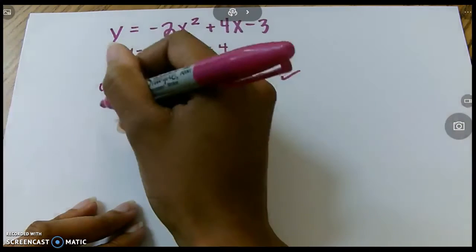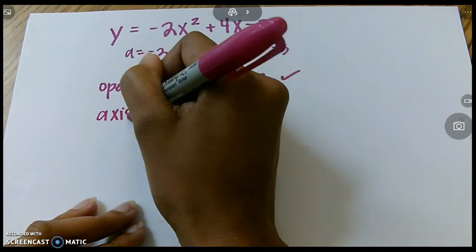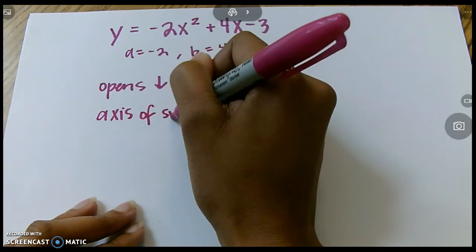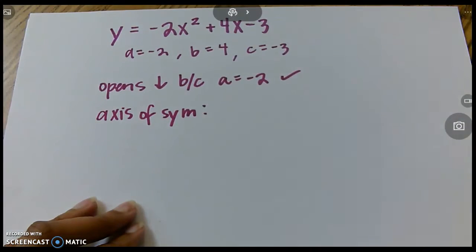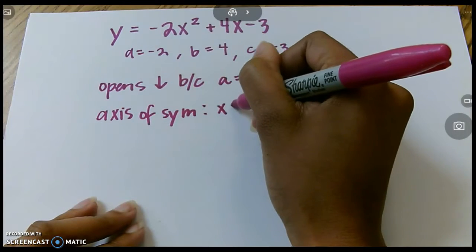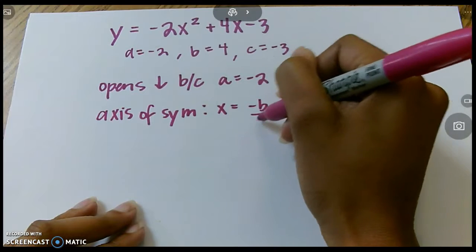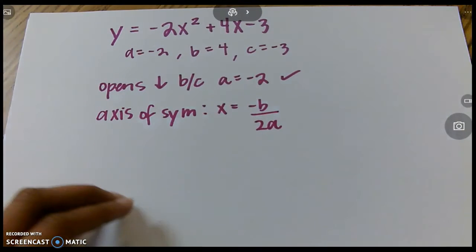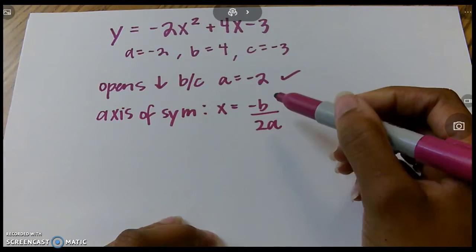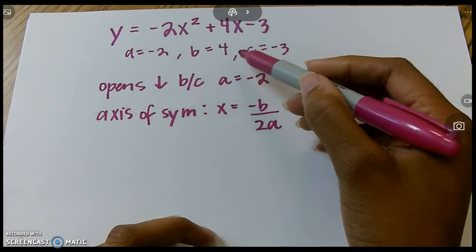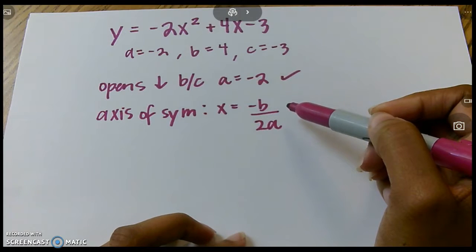Okay? Now that we have discovered that, the next thing we need to do is determine what is our axis of symmetry. If you refer to your notes, you will see that the formula for the axis of symmetry is x equals negative b over 2a. All we're going to do is replace our variables from our function into the formula to solve for x.